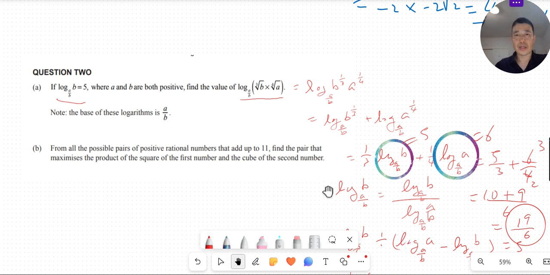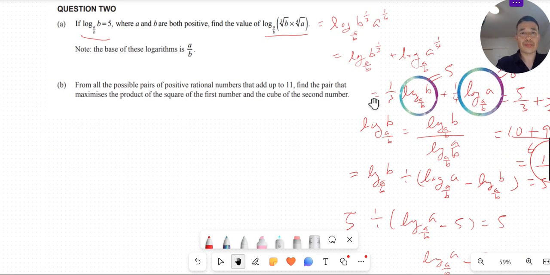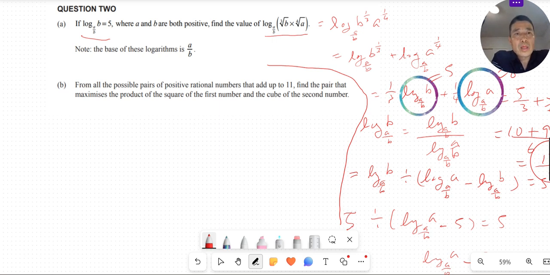Now, question B. Question B says that from all the possible pairs of positive rational numbers that add up to 11, find the pair that maximizes the product of the square of the first number and the cube of the second number.